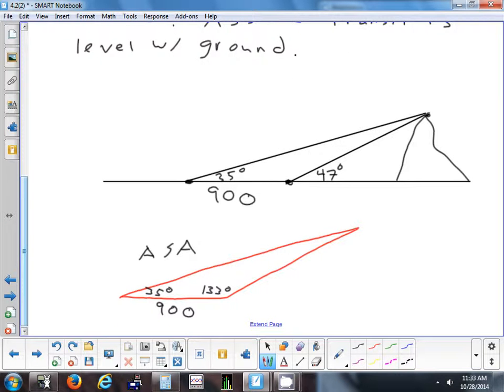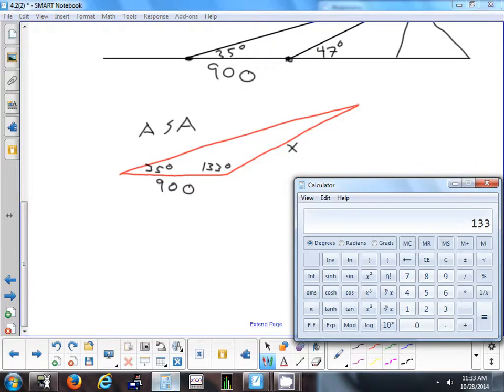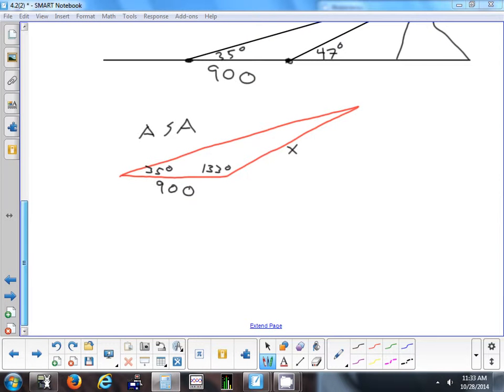We need to know that side. Okay, let's find that side first. And I'm just going to label it X. Also, I'm going to need this angle up at the top. But since I have 2 out of 3 angles, I can just add them up and subtract from 180. So minus the 35. So the angle up at the top is 12.